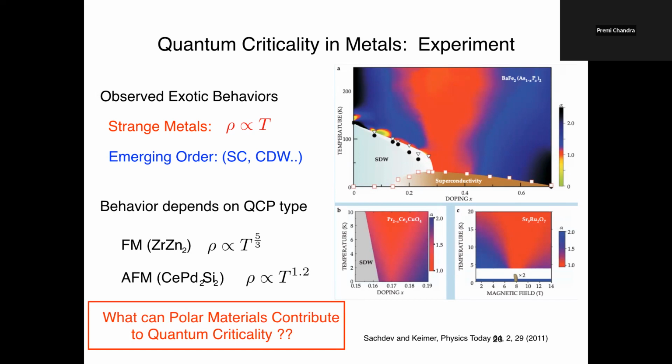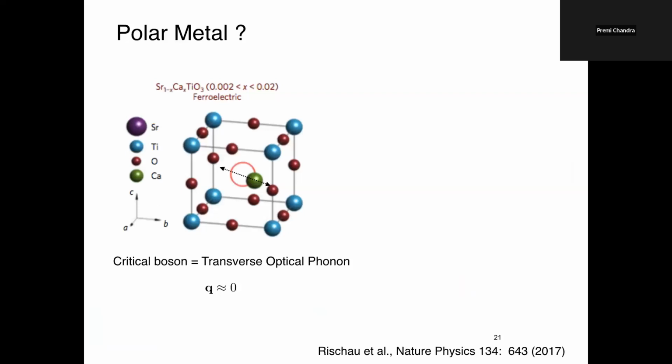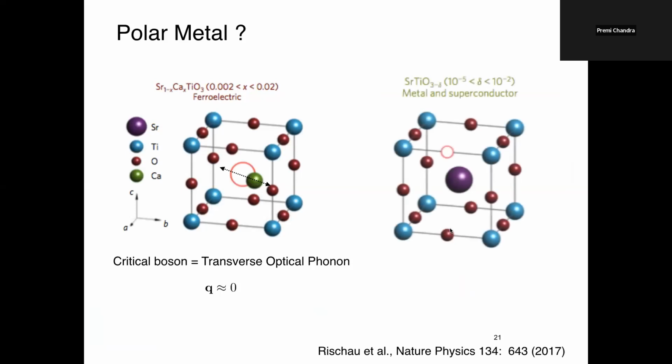Okay. And you might argue that if you are interested in universality, you should have new kinds of hosts, but what can they contribute? They're insulators. Well, it turns out that they're not always so. So a polar metal, let's look at strontium titanate. If you add calcium, the calcium in the middle, you can get a critical boson. You can get a transverse optical phonon at Q equals zero, and you can drive it ferroelectric. But similarly, if you remove oxygen, you can get a metal and actually a superconductor.